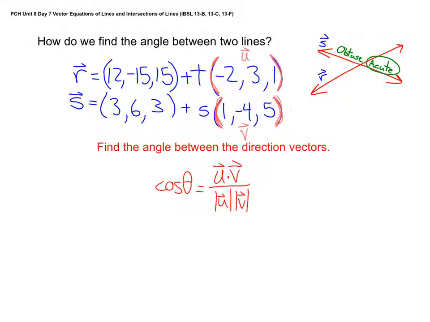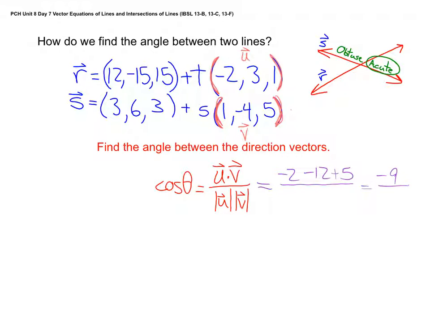So we find our dot product. Now we know what we're doing, we're going to actually find our angle. What would the dot product be of these two vectors? Negative 24? What two vectors are we using? I multiplied and added. We multiply and then add. So negative 2 times 1 is negative 2, then 3 times negative 4 is negative 12, and 1 times 5 is 5. So negative 2 minus 12 plus 5. Okay, good. So that's negative 9.